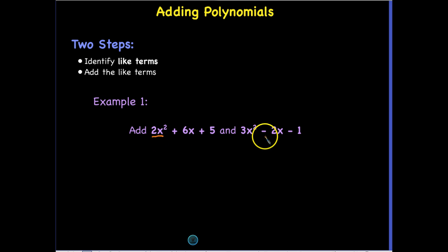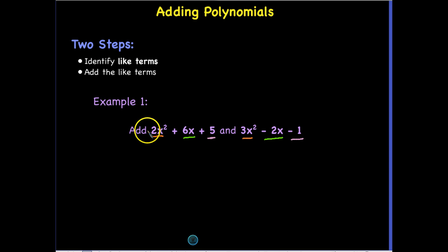And I look at the other one and see, do I have any other x squared terms? And I do. I have a 3x squared term. Okay, so that's one. Now let's look at 6x. So I've got a 6x here. Do I have any other x terms? And I have a minus 2x here. Really important to keep the sign with the term. And then our final term here is a 5. And if I look over here, I have another constant term, which is a negative 1.